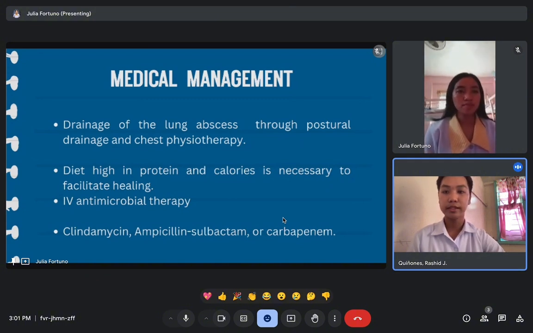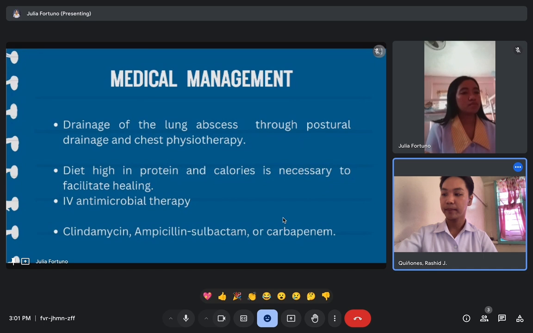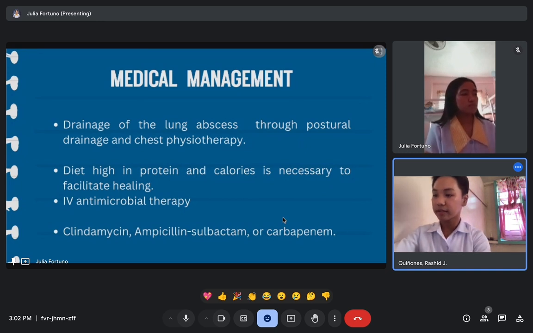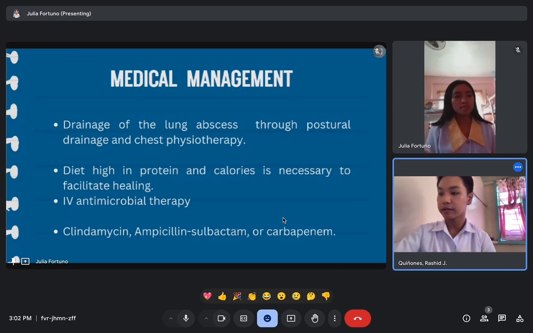So for the medical management, first we have the drainage of the lung abscess through postural drainage and chest physiotherapy. Postural drainage is one example of chest physiotherapy, and the others include chest percussion and vibration.